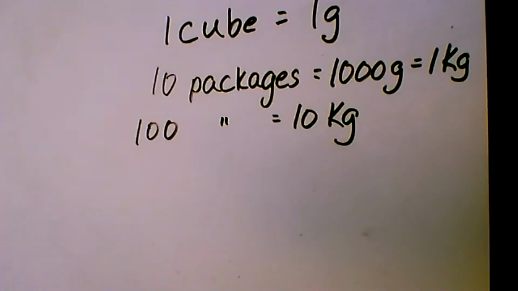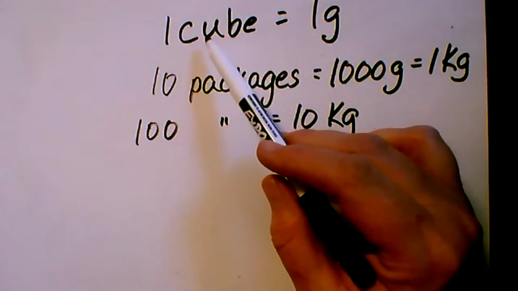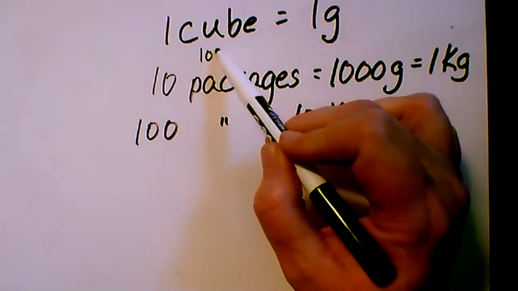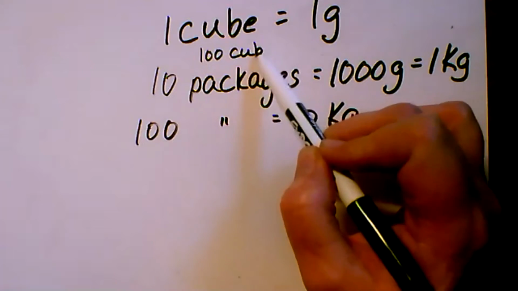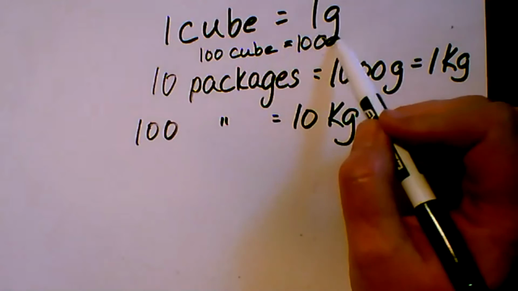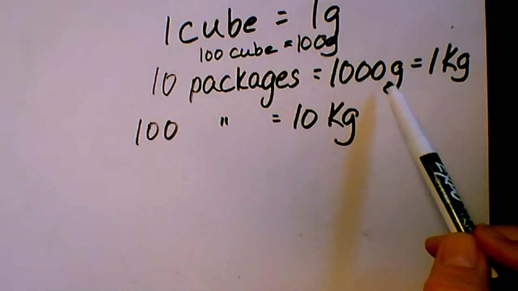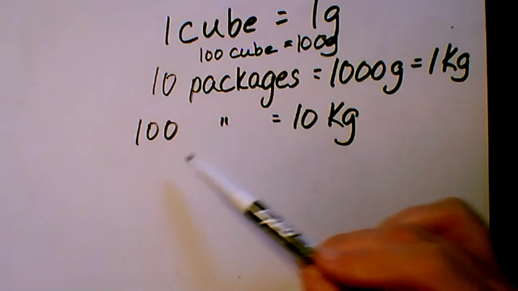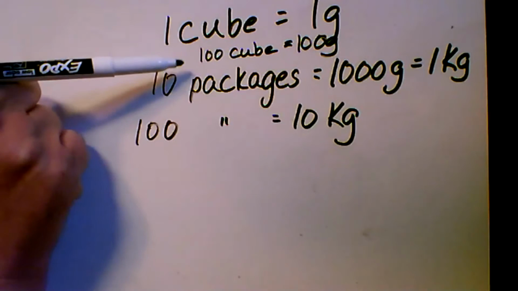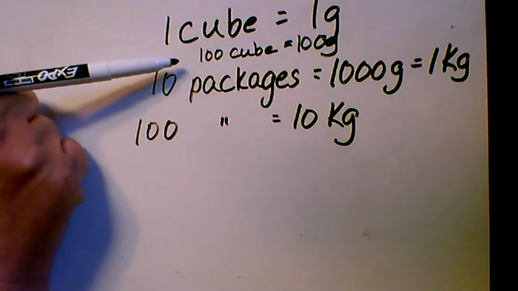If you wanted to add another step in here to figure out how much a package weighs, so if there's 1 cube to 1 gram and there's 100 cubes in a package, that would weigh 100 grams. So then 10 packages would weigh 1,000 grams and 100 packages would weigh 10 kilograms. So that extra little piece of information might be necessary for your student to see.